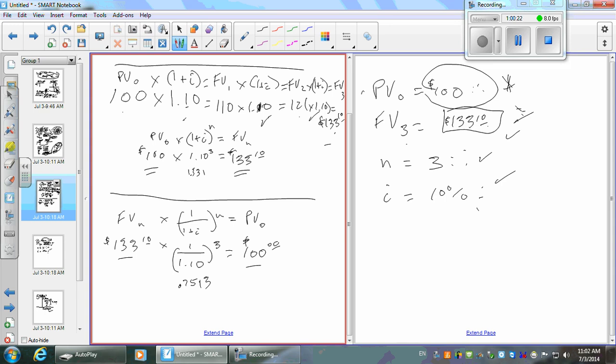Okay? Let's take a look at the present value of sum table. And you can see it happening. Take a look at page A1, I guess.